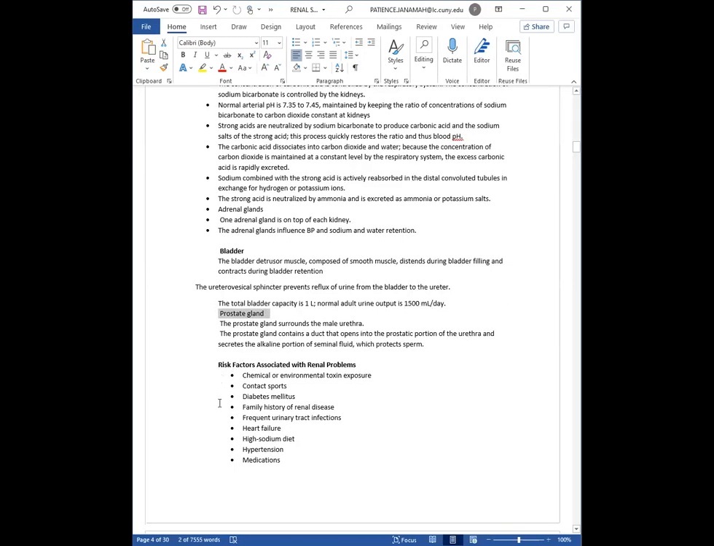So the prostate gland surrounds the male urethra. It contains ducts that open into the prostate portion of the urethra, and this one secretes the alkaline portion of the seminal fluid. The alkaline protects the sperm.